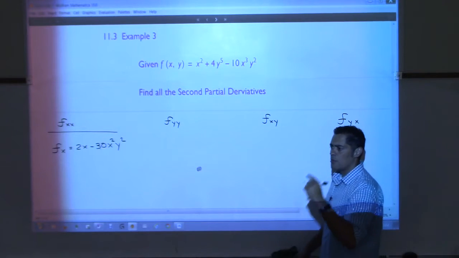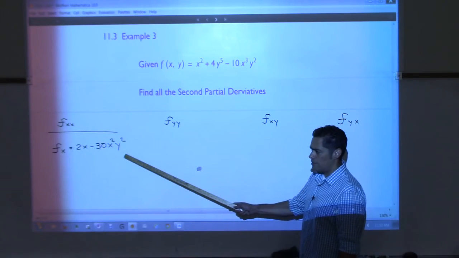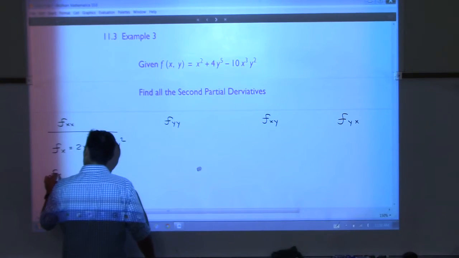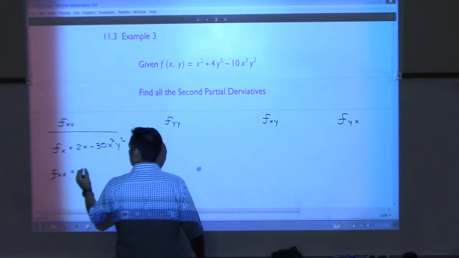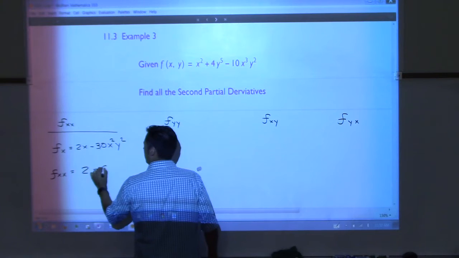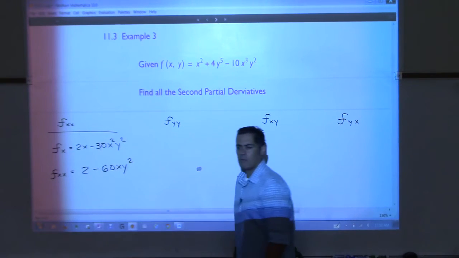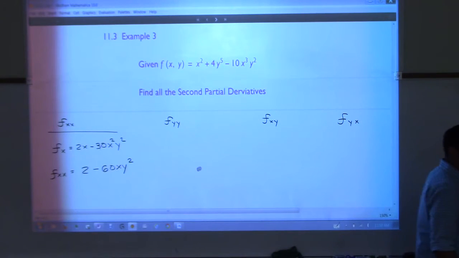Now, let's take the partial with respect to x of that again. So the partial with respect to x again would be 2 minus 60xy squared. Are you all okay with these partials?